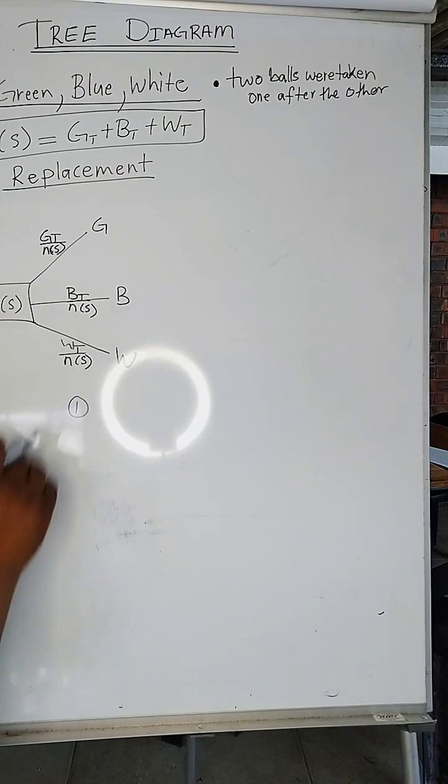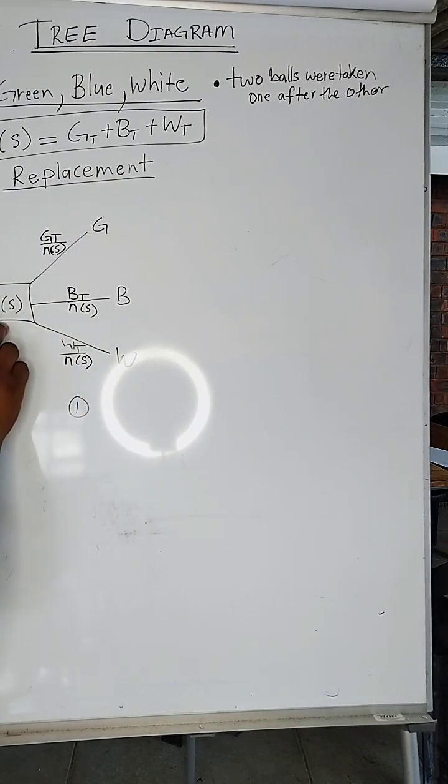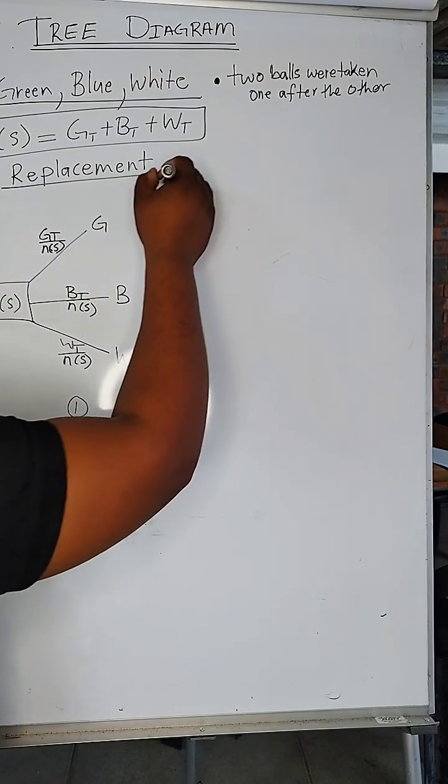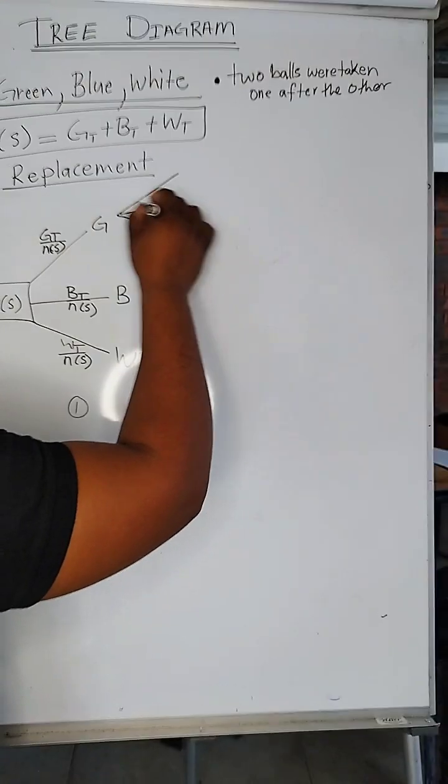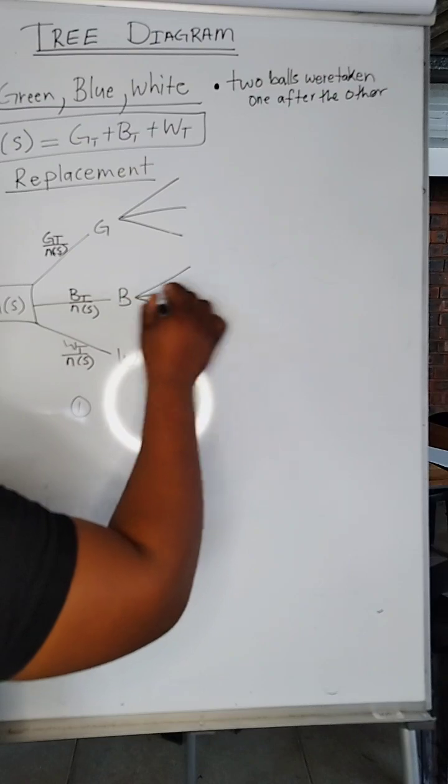Every time you add these, you must get an answer of 1. Come with me. This was the first ball taken from the bag. Then let's deal with the second one. This is now the second one.